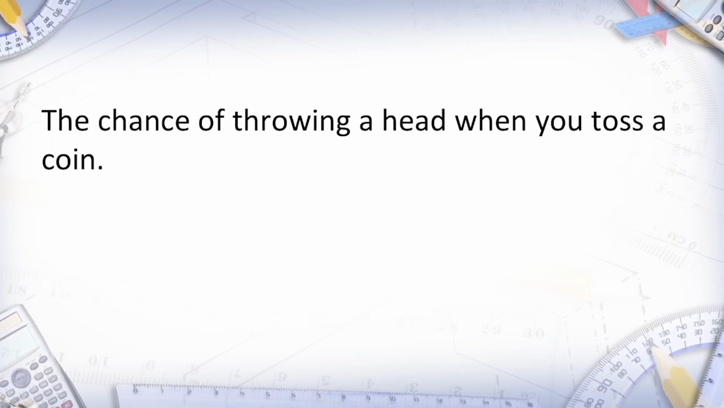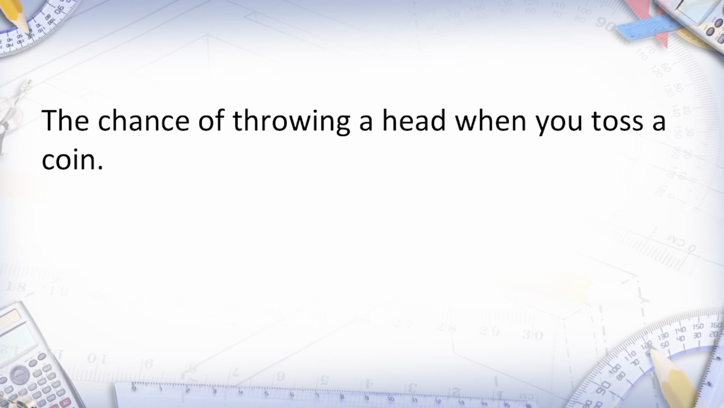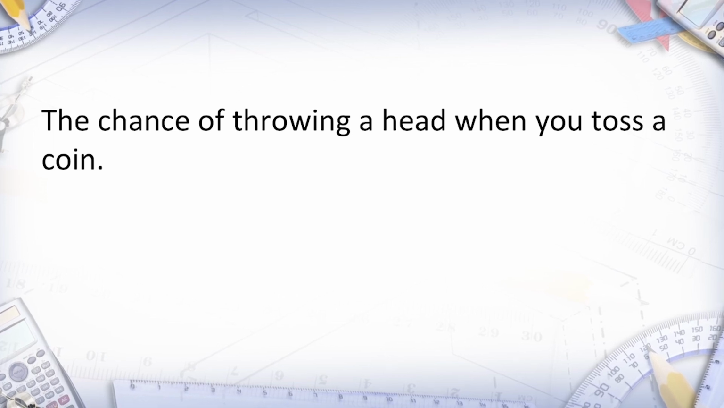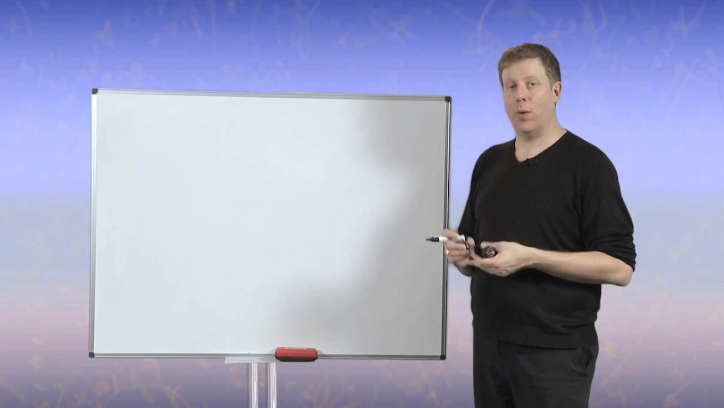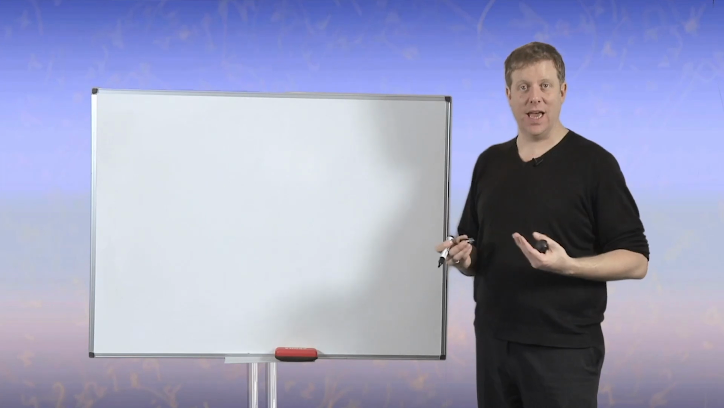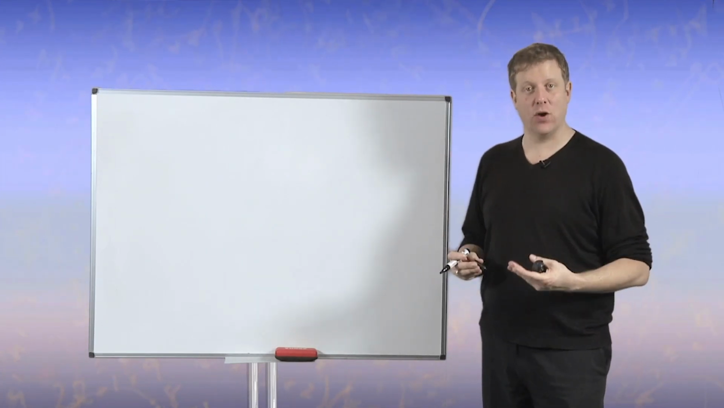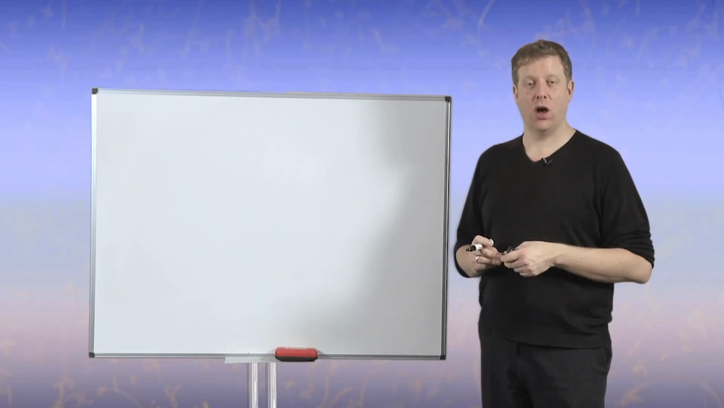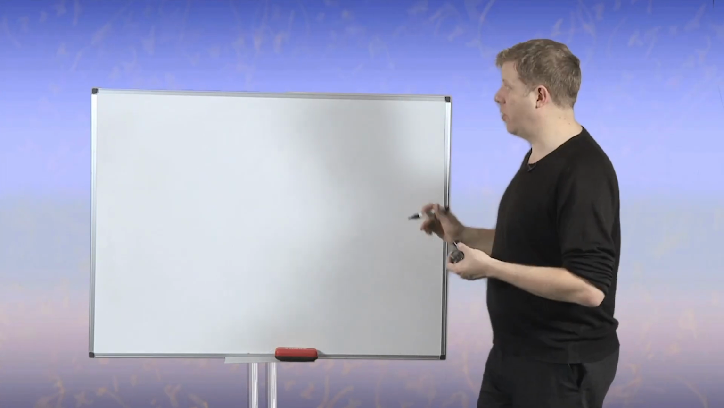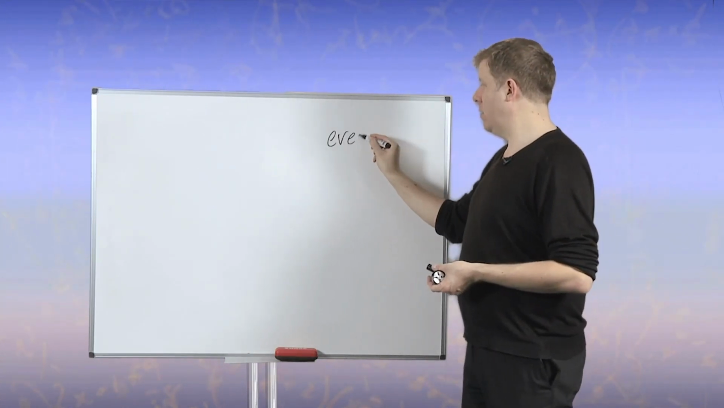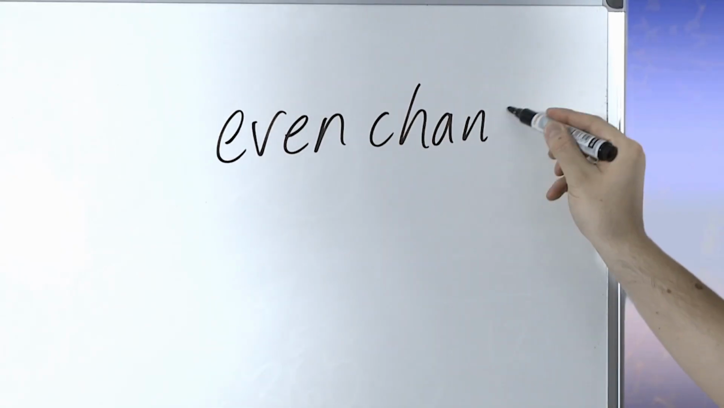The next one asks us to write down the probability of the chance of throwing a head when you toss a coin. Now we know that a coin has 2 sides, heads and tails, and if it's a fair coin, the chances of getting either are exactly the same. So the probability here would be even chance. Now if we're going to write probabilities as numbers, we're very often going to use fractions. So here's a slide explaining how we construct those fractions.